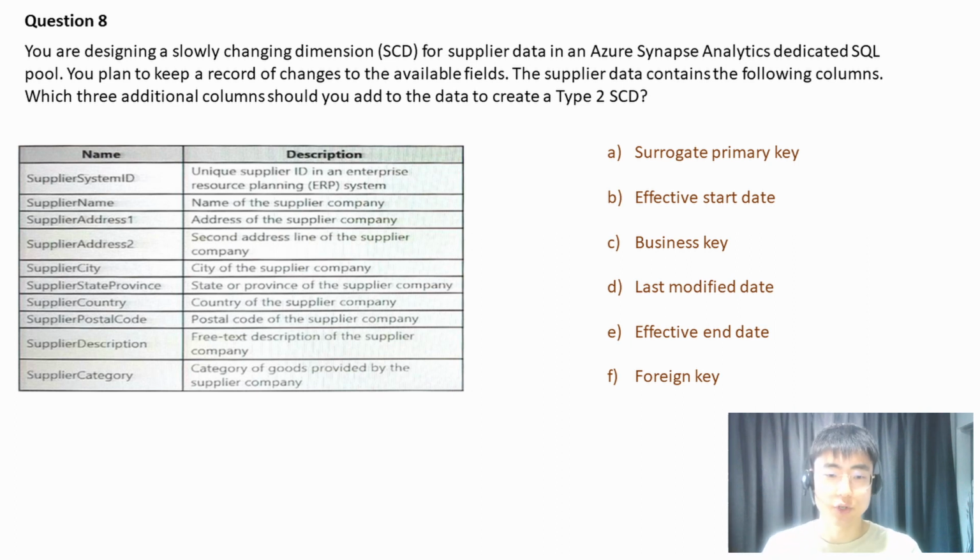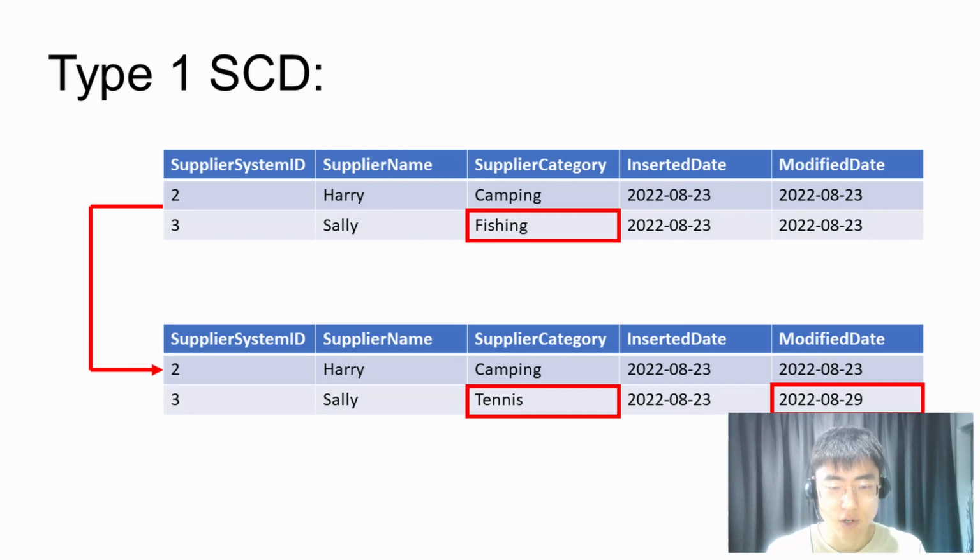On the screen I'm showing you the type 1 SCD. We have a supplier dimension table here, and Sally is changing her supplier category from fishing to tennis. With type 1 SCD, it's important to notice that the change is made directly and no historical value is recorded. The only thing changing is the modified date. In the updated table, we can see that her current supplier category is tennis, but we don't know what her last one was.